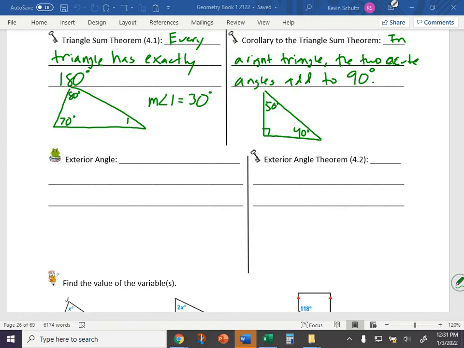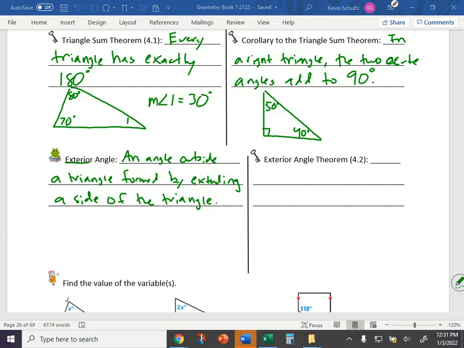Okay. An exterior angle. What does the word exterior mean? Outside. So an exterior angle is an angle outside a triangle formed by extending a side of the triangle. An exterior angle is an angle outside of a triangle that is formed by extending a side of the triangle.